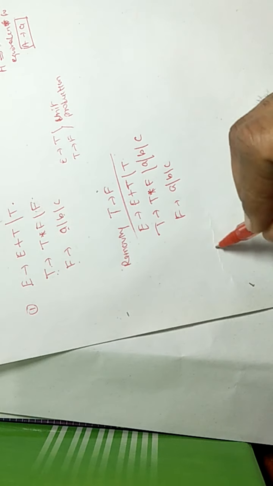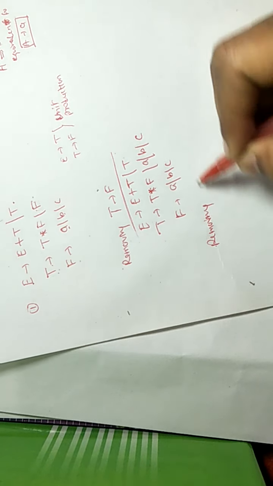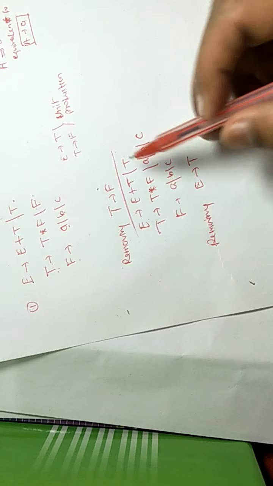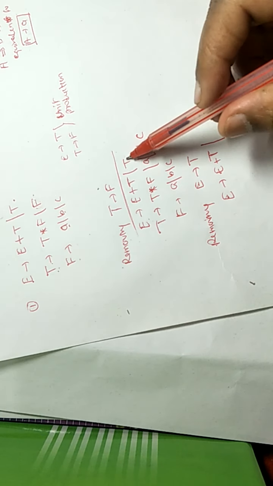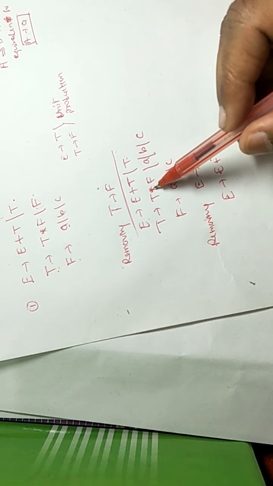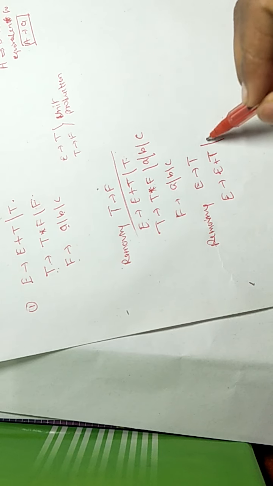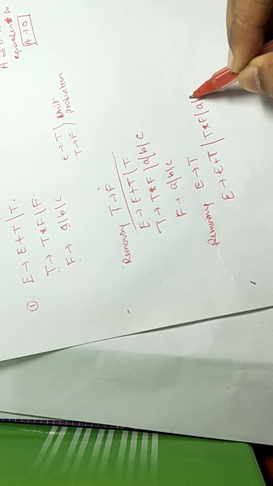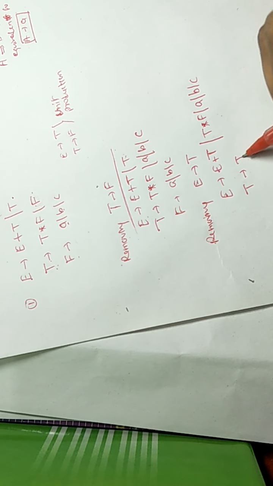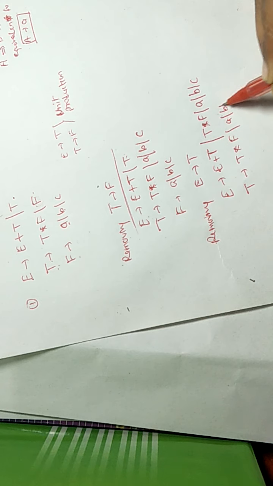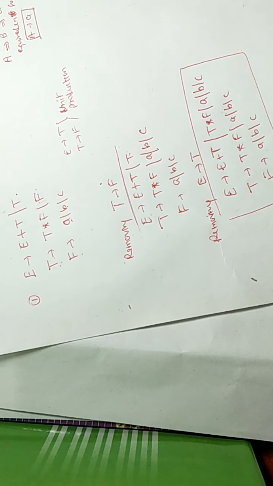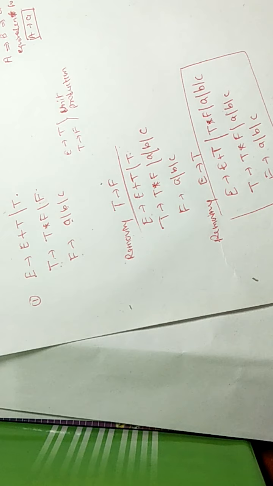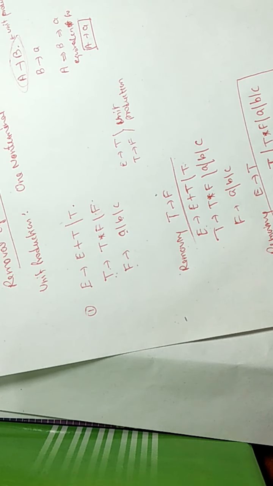Now removing E tends to T. So we are interested in removing E tends to T. E tends to E plus T slash, we have to put the value of T here, and T has four values: either T asterisk F or A or B or C. So T tends to T asterisk F slash A slash B slash C, and F tends to A slash B slash C. So this is the grammar equivalent to the given grammar in which there is no unit production.